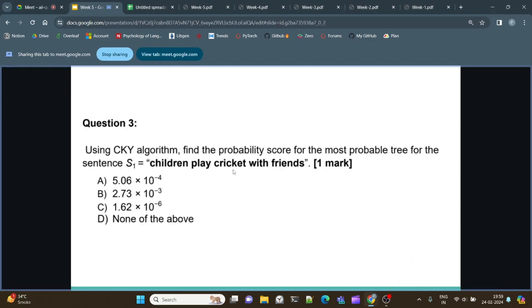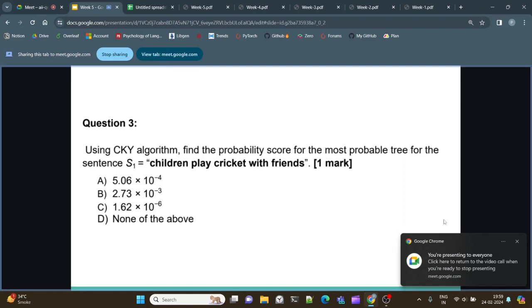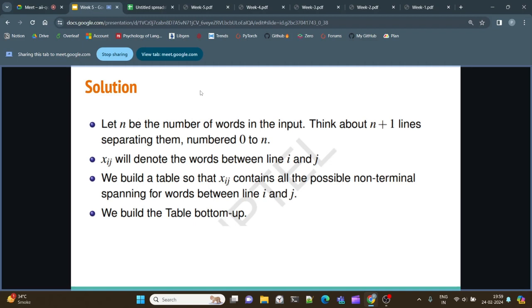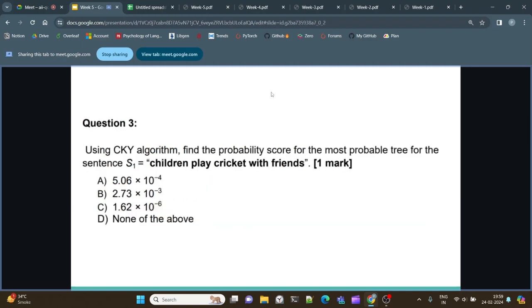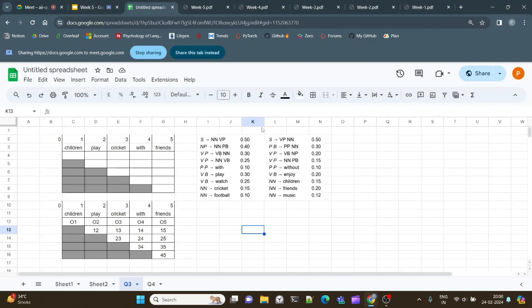We'll be discussing two CKY problems today. This is the first one. Maybe for this we can directly jump to the solution, and for the next one we'll take a little more time. So how do we solve this? This is the sentence given to us. First, let us briefly discuss the steps in the CKY algorithm. We are given the sentence: children play cricket with friends. There are 5 words, and we need to form a table and then solve the table bottom up. So let's try this.